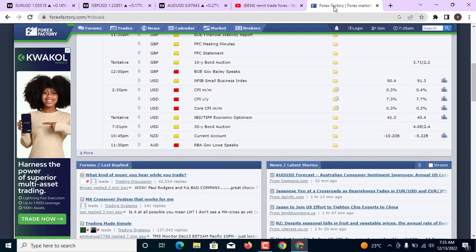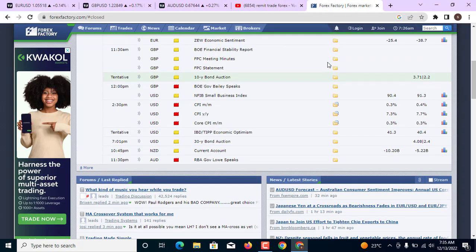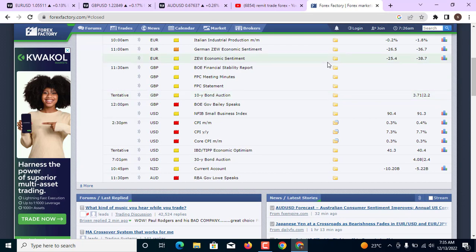And one very important thing about the CPI today is that today's CPI is the last CPI for the year. Also tomorrow we have the FOMC meeting, which is very important, and it will have a great impact on the market. Now, if you look at this data, we have this forecast to be 0.3%. That means we are expecting a reduction in inflation month over month. And if you look at this year over year, we are also expecting a reduction in inflation, because last year was 7.7%, but we are expecting this year to come in at 7.3%.